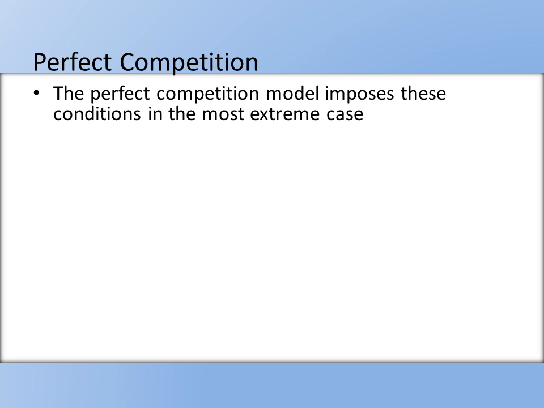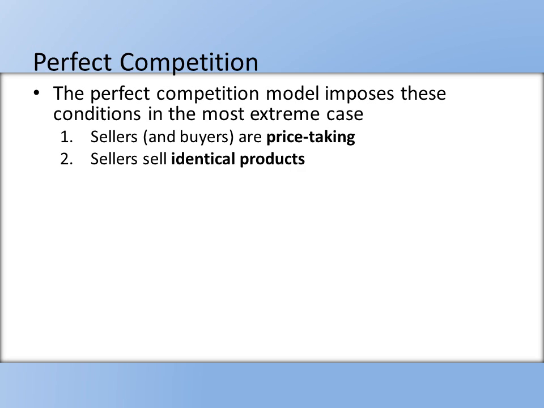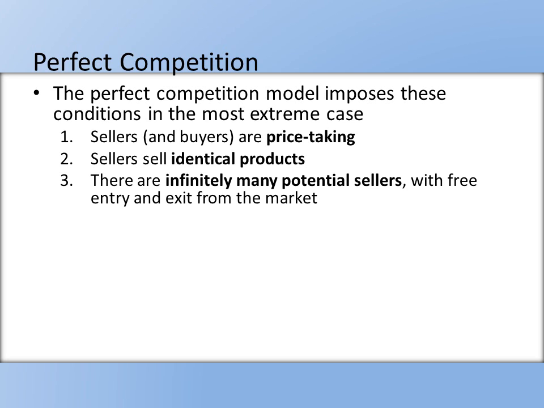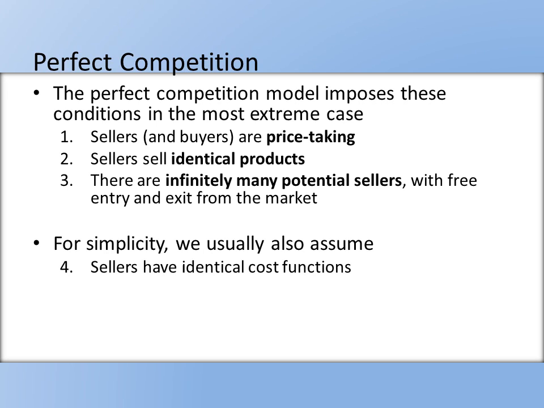The perfect competition model imposes this condition in the most extreme case. Sellers and buyers are price taking. Sellers sell identical products, completely identical. There are infinitely many potential sellers with free entry and exit from the market. And for simplicity, we usually also assume sellers have identical cost functions, although this is not strictly necessary.